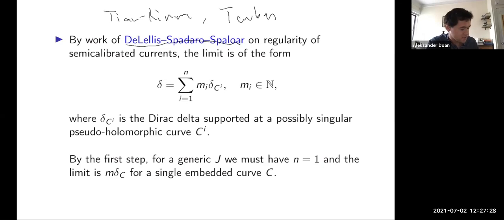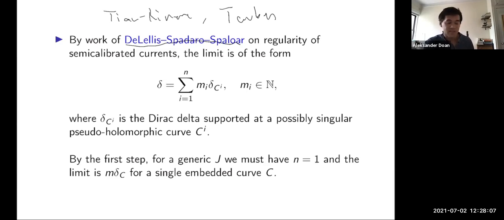So the upshot is that after we pass to the limit, the limiting current is a linear combination with integer weights of the currents which are simply given by integration of two forms over possibly singular pseudo-holomorphic curves. But now there is an index calculation which shows, because we started with curves that had index 0, and because our J is generic, in fact, we can show that all these curves will have index 0. Each of the components will have index 0.